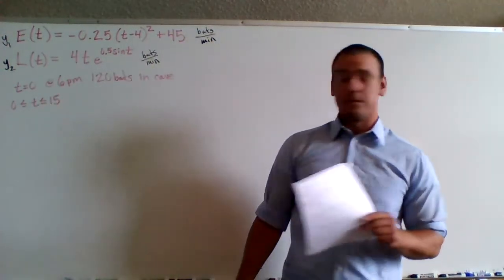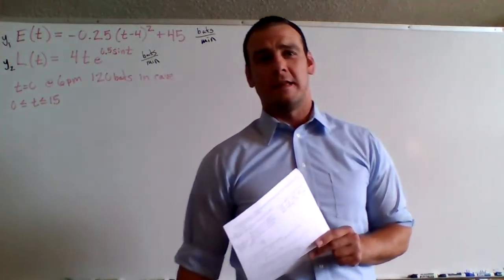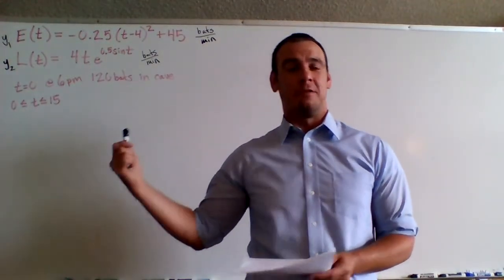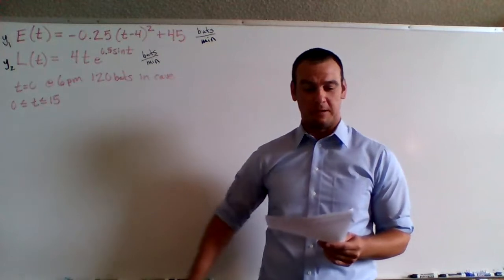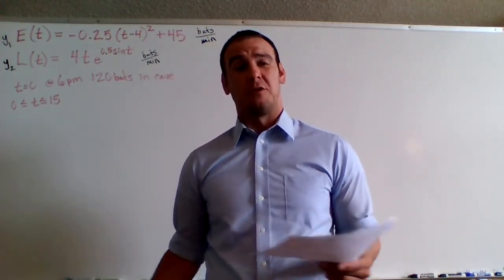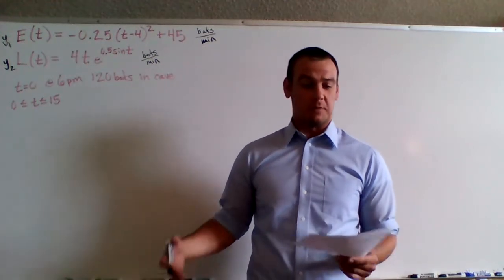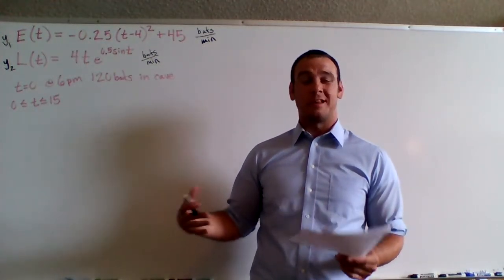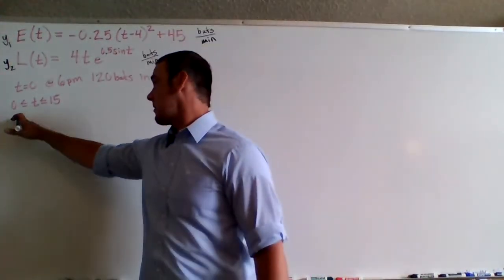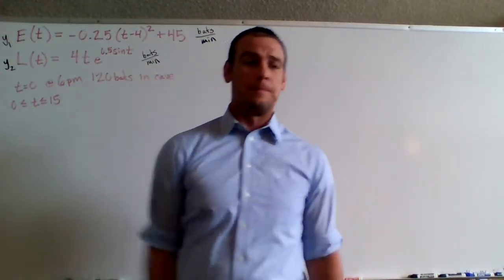Which is a little bit different than our B problem that we just did, because I think that one we had time in hours. Now we've got time in minutes after 6 p.m. The models are valid for the time interval 0 to 15. So it's basically minutes after 6 p.m. It's going to start at 6 p.m. and go to 6:15 p.m.